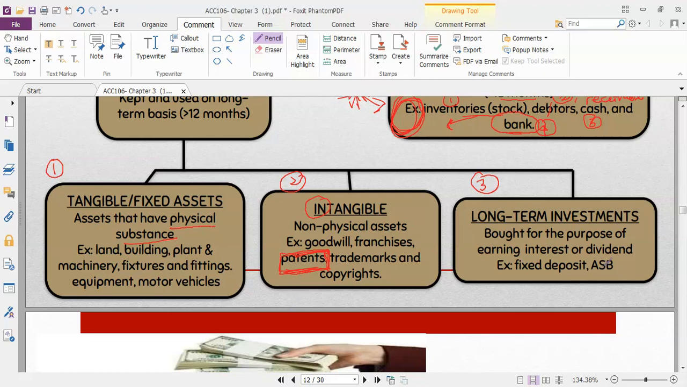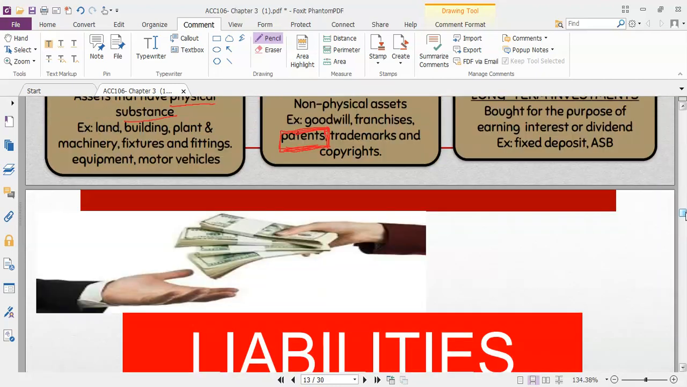Okay, the third one is long-term investment. Kalau long-term investment pula dia bought for the purpose of earning interest or dividend. For example, fixed deposit ataupun ASB. Long-term investment maknanya kita masukkan sesuatu duit kita tu untuk kita melabur portfolio. For example, fixed deposit lah. Kita simpan dalam bank and then bank akan bagi kita duit dari segi interest. So we call it as long-term investment. Yang ketiga long-term investment adalah aset kita. Jangan lupa. Alright. So dah settle untuk aset.